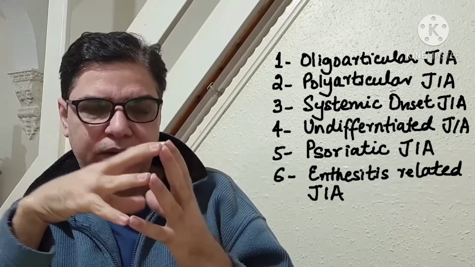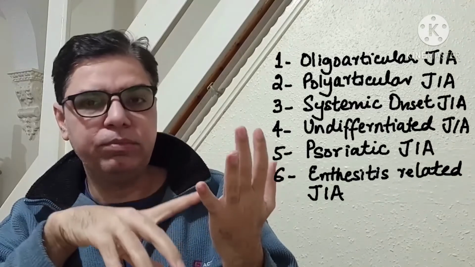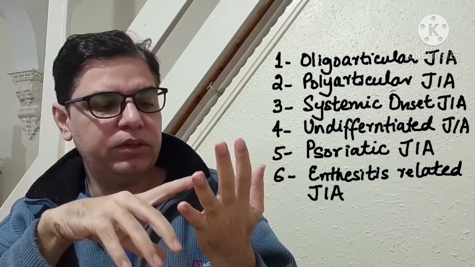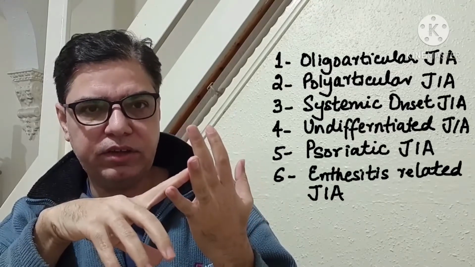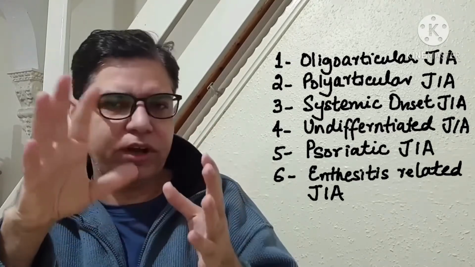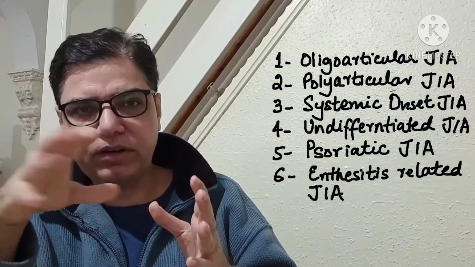So these are the types. I will go through them once again. We've got the oligoarticular type, the polyarticular type, the systemic onset type, the undifferentiated type, the psoriatic type, and number 6, the enthesitis-related type. So there are 6 types. Sorry, I said 5 in the beginning. Some have gone a bit further and classified into 7 types as well. So there are 6 types in this classification of juvenile idiopathic arthritis.